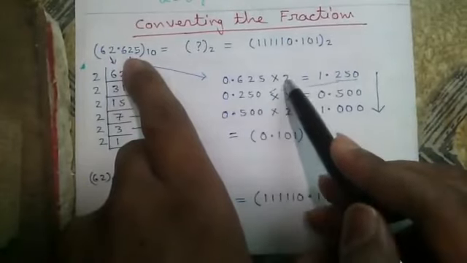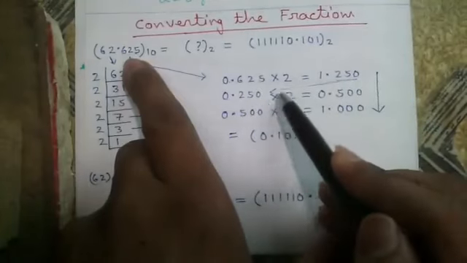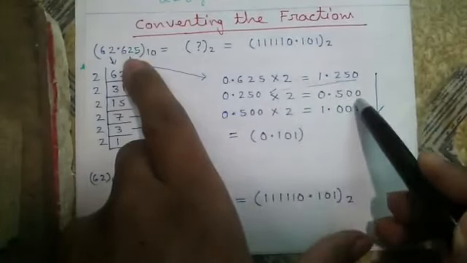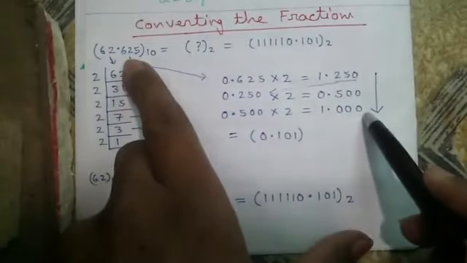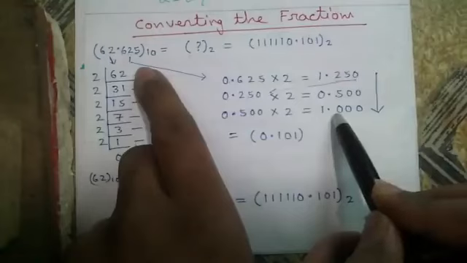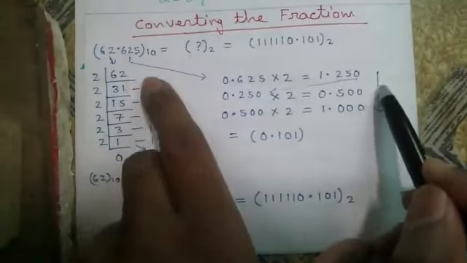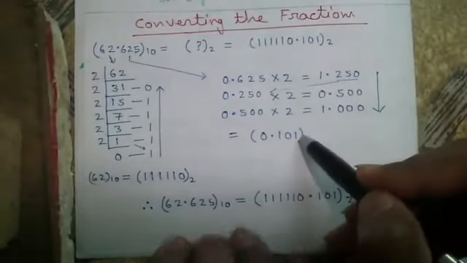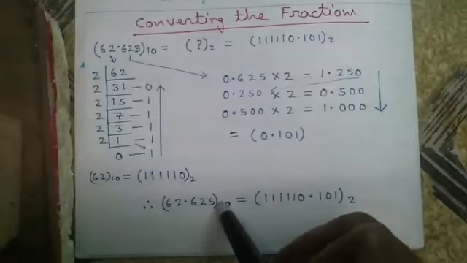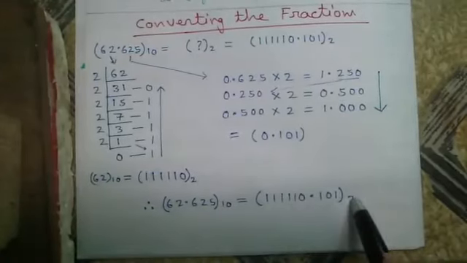So 0.625 into 2, 1.250. Take the fraction part again, multiply by 2, that is 0.500. Again take the fraction into 2, 1.000. We will stop our conversion as we get 0 after the decimal, and we will read the result downward. So it becomes 101. So for 62.625 in decimal, it becomes 111110.101 in binary.